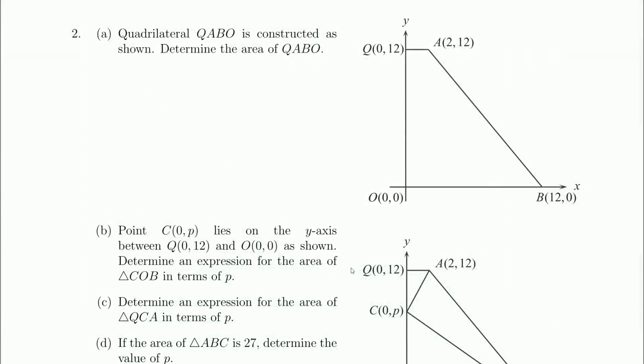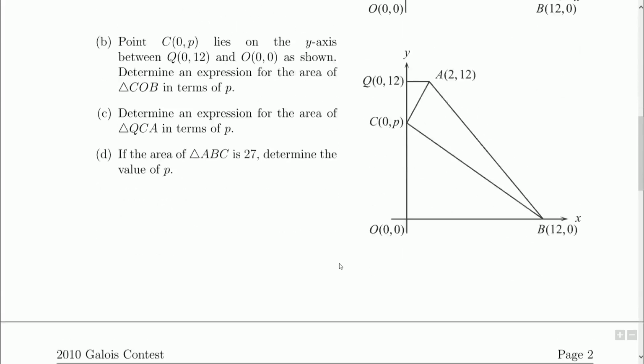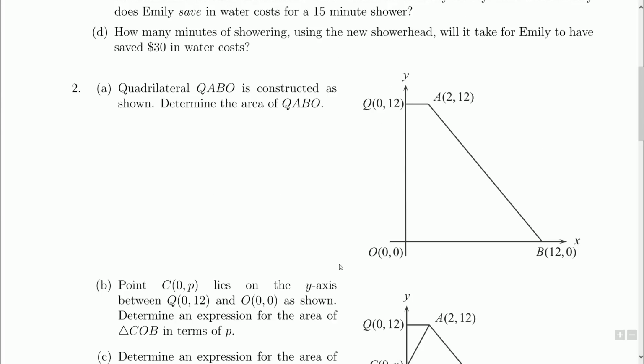We're on question 2 here, which has 4 parts, and you'll never get 5 parts on a Fryer, Galois or Hypatia. They always seem to be restricted to at most 4. So part A for question number 2: quadrilateral QABO is constructed as shown. Determine the area of our quadrilateral.